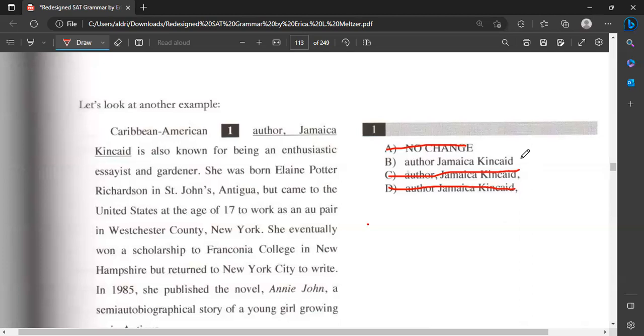All right. Any confusion? Because this is what happens. If we keep C, look at what happens. We're going to have "Caribbean American author is also known for being an enthusiastic essayist and gardener." But who are we talking about? It goes on to talk about the same person again. "She was..." We need to know who she is, because this person is actually essential to this passage. Does that make sense?